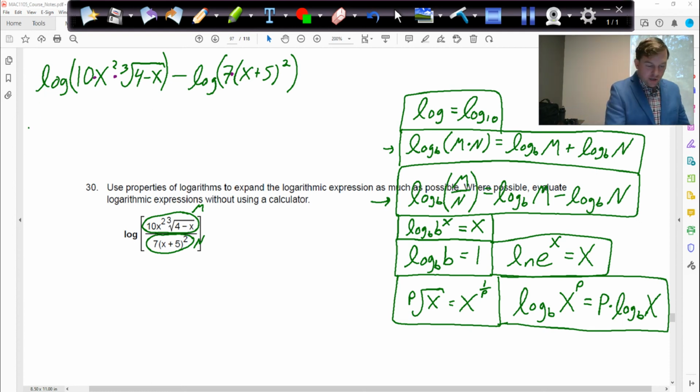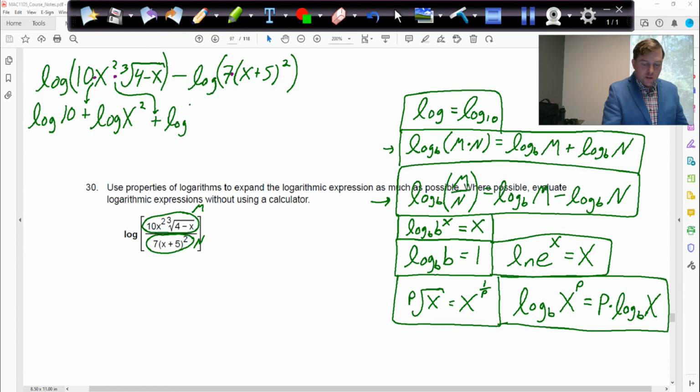So this is going to break into log 10, and now it's going to be plus. So this multiplication turns into a plus. And then it's log x squared. Then this one's going to turn into a plus log of the cube root of 4 minus x.